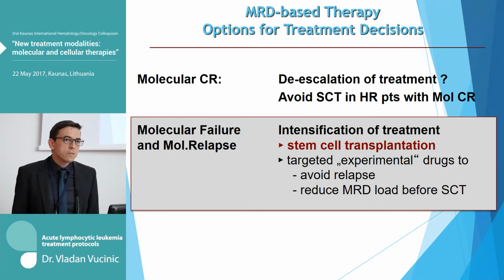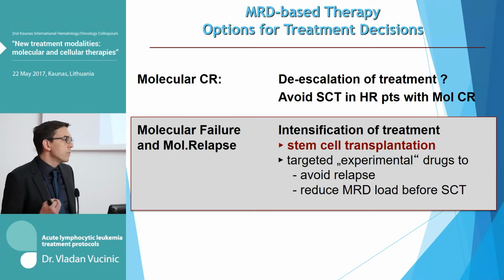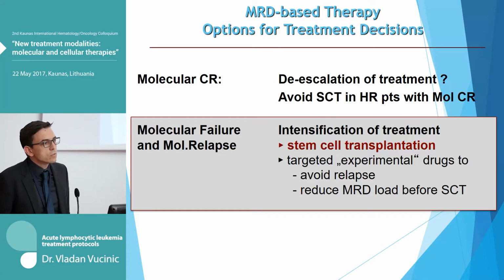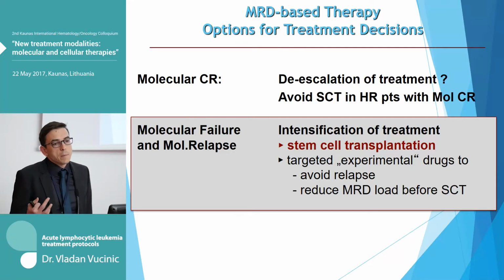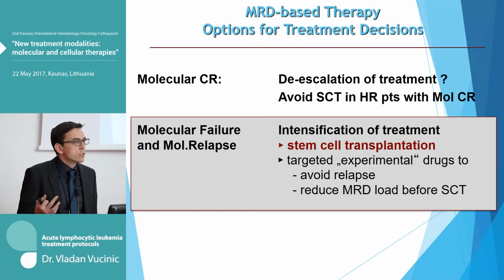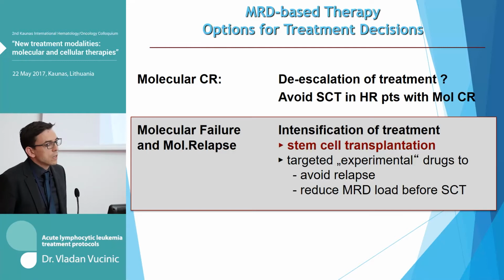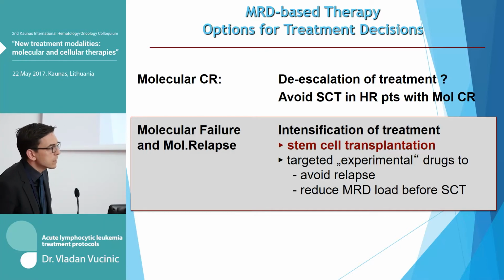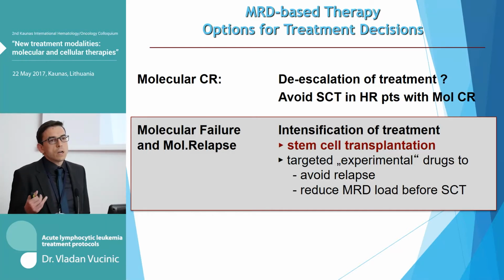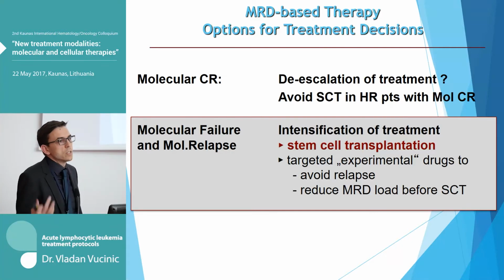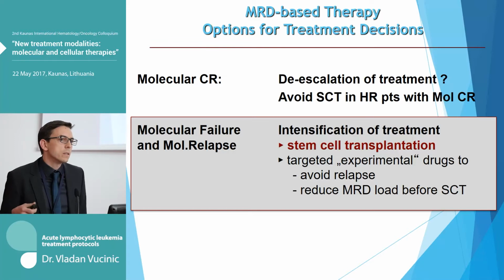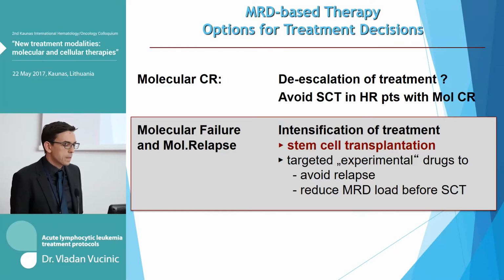So we are standing in front of a dilemma. If we have a molecular complete remission, should we intensify the treatment? Should we maybe avoid allogeneic transplantation also in high-risk setting? On the other hand, if we have a molecular failure, should we perform the stem cell transplantation immediately, or should we try to deepen the response before the transplantation and to transplant the patient with very low tumor burden?